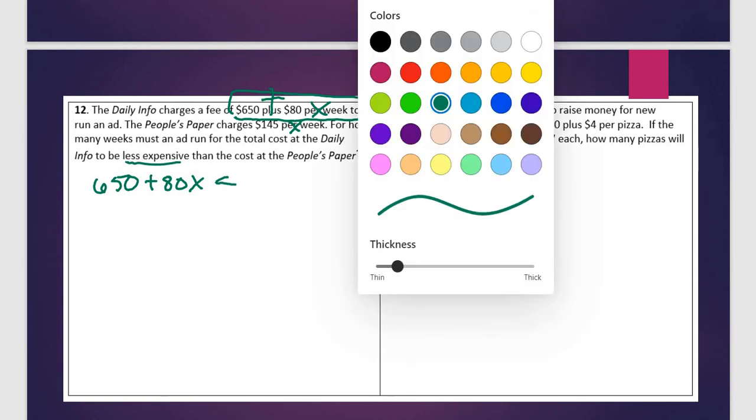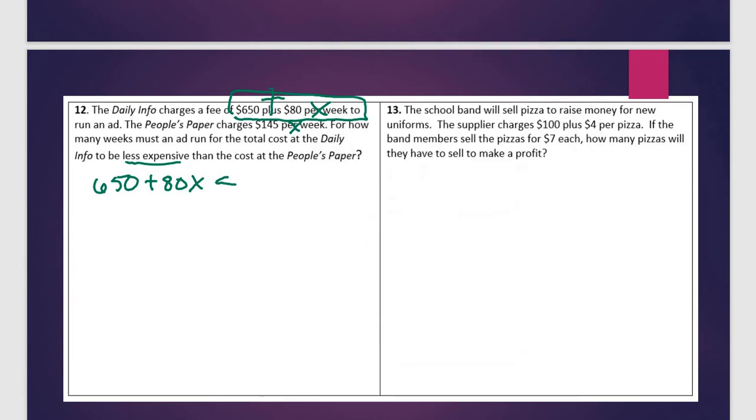And I'm going to change colors again. So when I look at this right over here, the People's Paper is this. So I'm going to put the 1.45x over here. So I'm going to take this right here, and I'm going to take negative 1.45x, negative 1.45x, and this right here, and I'm going to change colors, will cancel out, and you have 6.50.